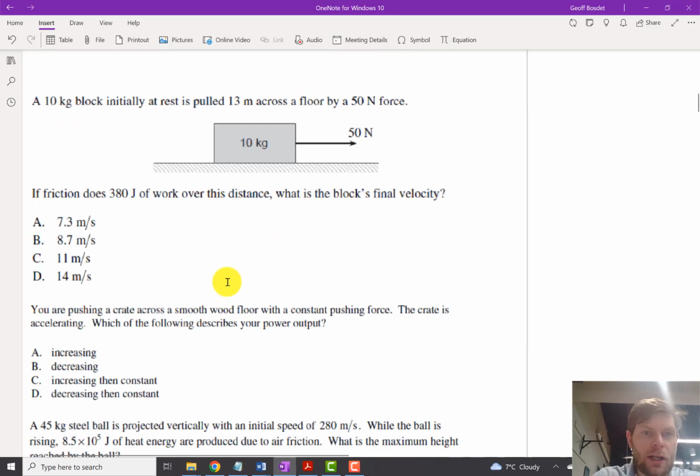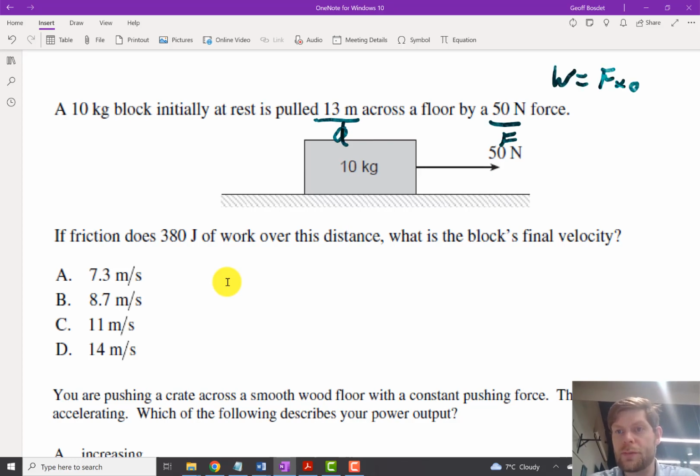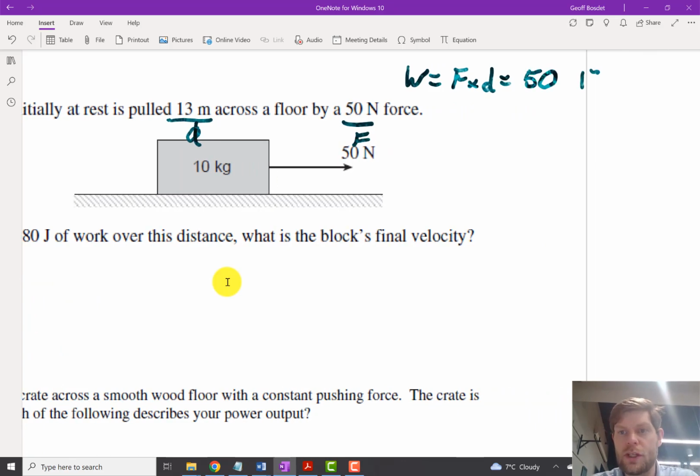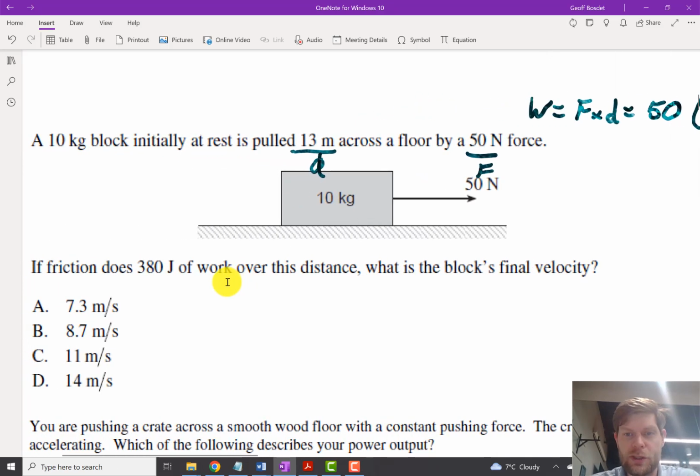We got this guy. We got a block. Initially at rest, pulled 13 meters across the floor by a 50 Newton force. So it looks like the guy doing the pulling is doing positive work. Here we got a force, here we got a distance. Work equals force times distance, which is equal to 50 times 13, which is 650 joules. Now this is positive work because the force and the displacement are in the same direction. It's pulled right and moving right.